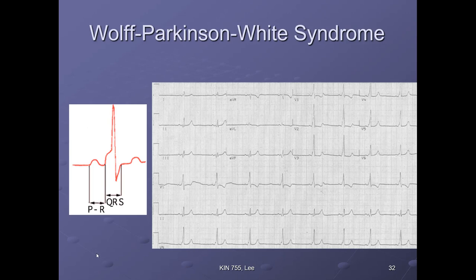And here's another picture of that delta wave I was talking about. So everything looks normal. You just get this widened QRS. In the beginning of it, you get that slurring. So this is the delta wave, and that's the WPW.